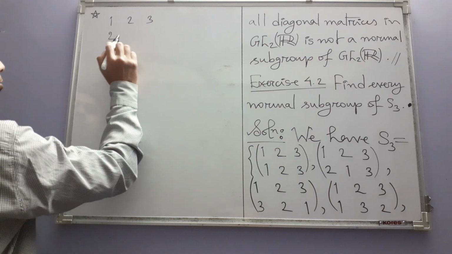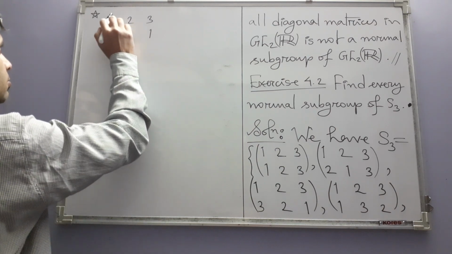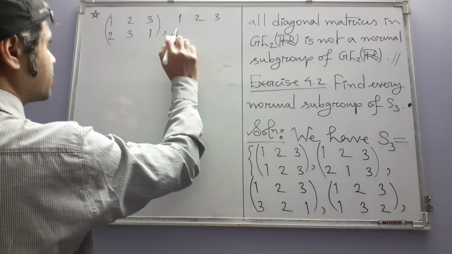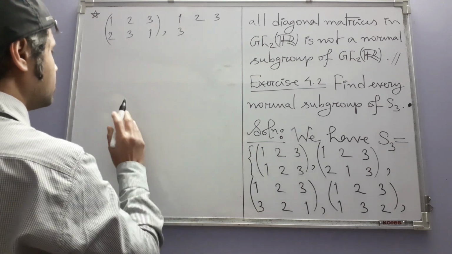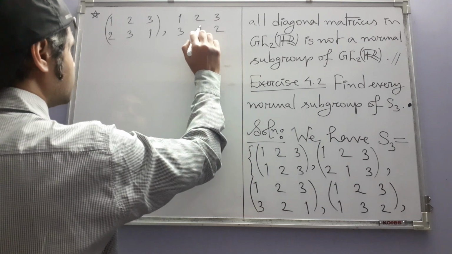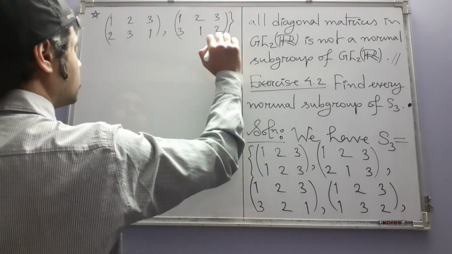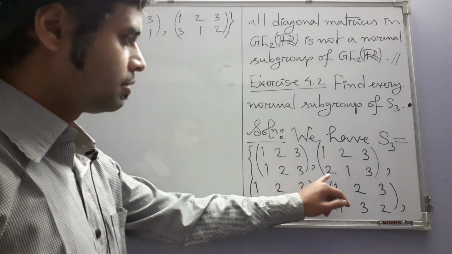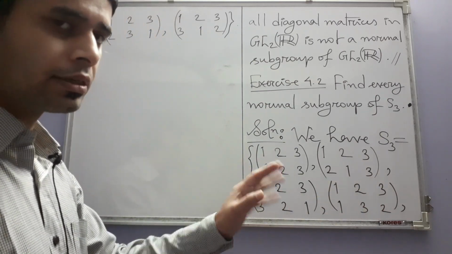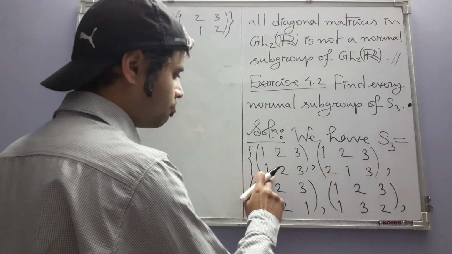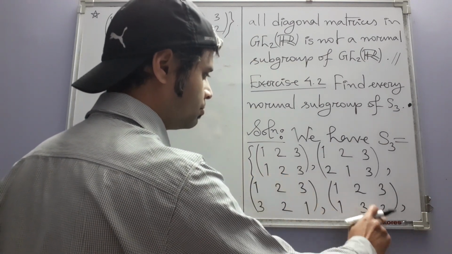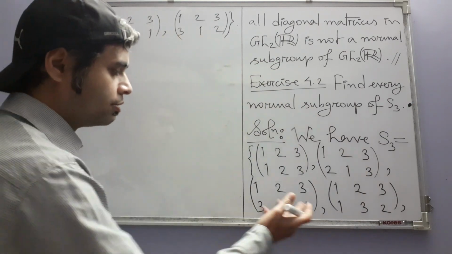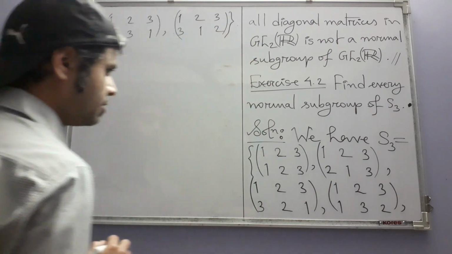This one sends 1 to 2, 2 to 3 and 3 to 1. And there is one more, it sends 1 to 3, 3 to 2 and 2 to 1. You can see that they are all different, 1 to 3, then 2 1 3, or you can see it systematically like this: 1 2 3 1 3 2, 2 1 3 2 3 1, 3 1 2 3 2 1. So these are all the elements in S3.